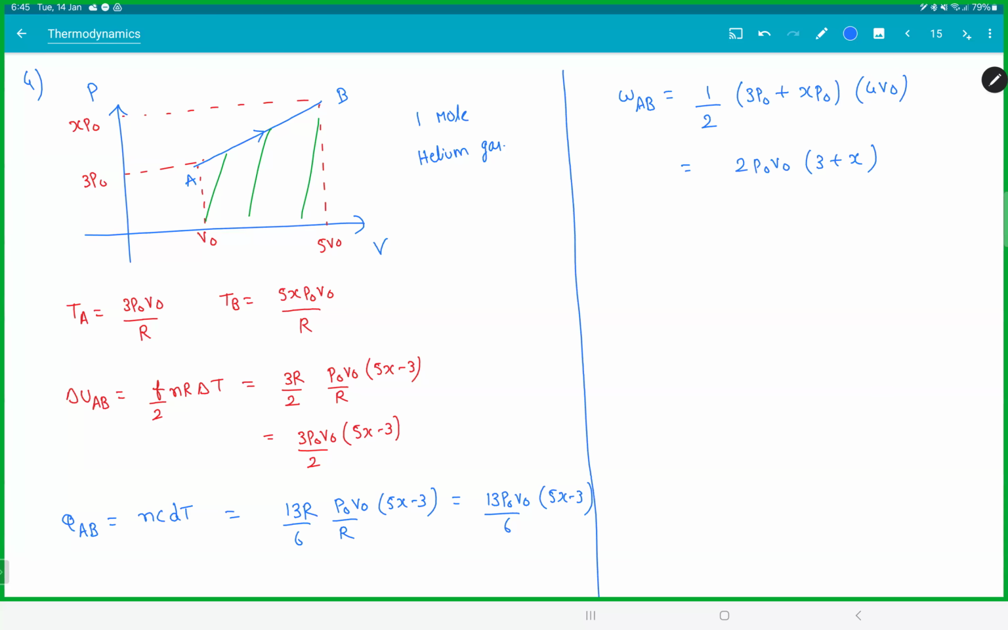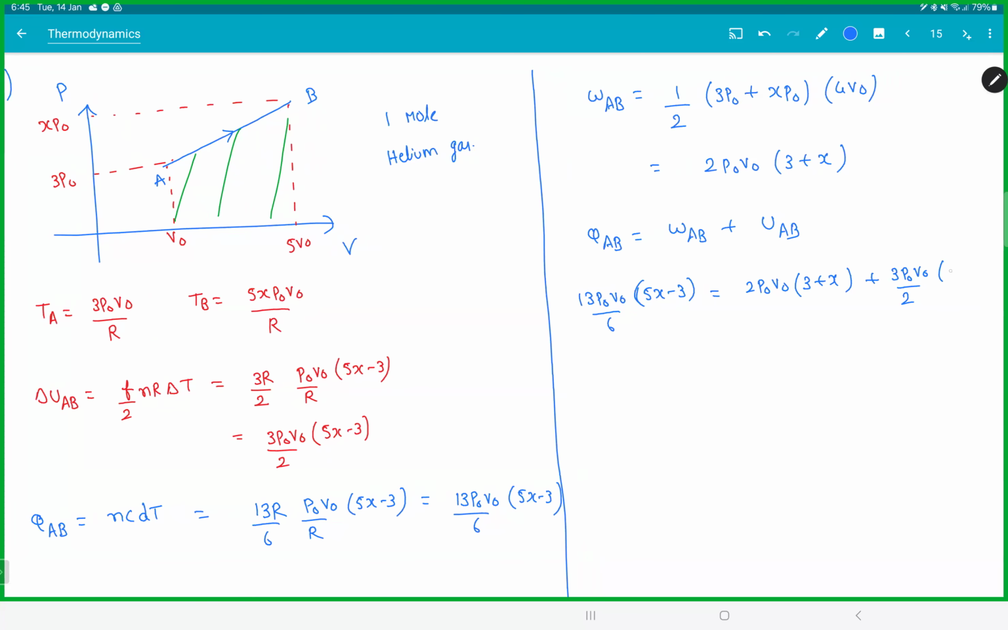Great. Then using the first law of thermodynamics, Q AB must be work done AB plus delta U AB. So basically I got everything in terms of X. Substitute here: 13 P naught V naught by 6 into 5X minus 3 equals 2 P naught V naught into 3 plus X plus 3 P naught V naught by 2 into 5X minus 3. P naught V naught will cancel everywhere.